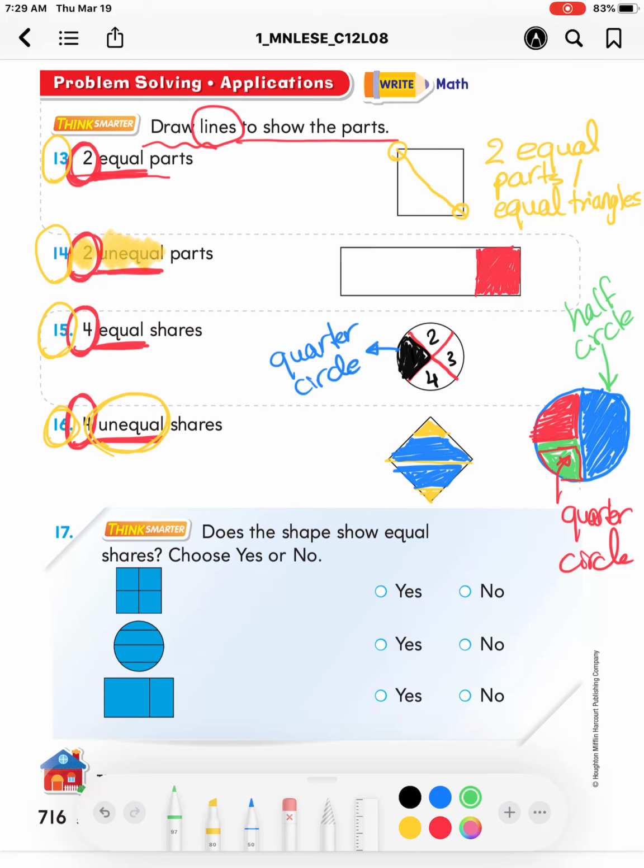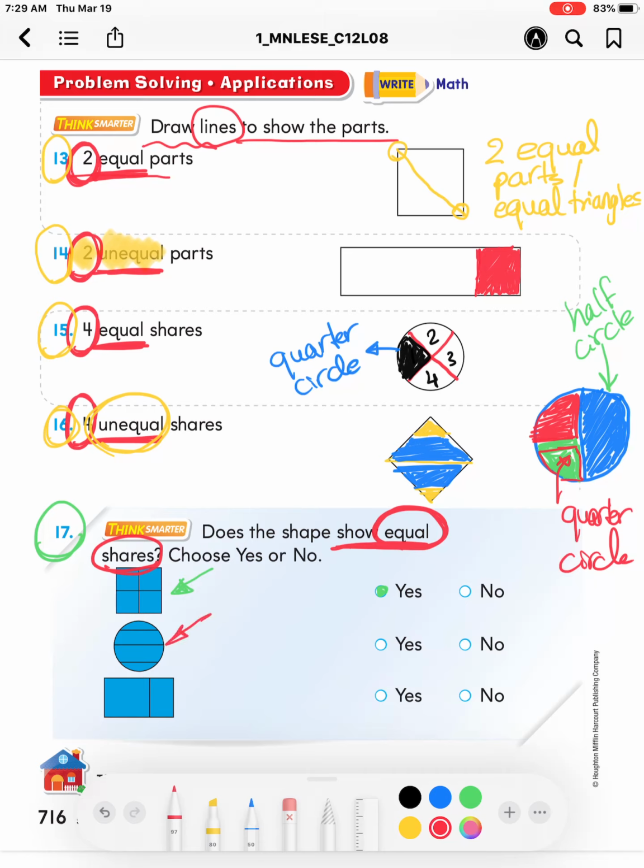Now let's move to question number 17. Think smarter. Does the shape show equal shares? Choose yes or no. Now the first one here, excellent, good job. It's yes, it shows equal parts. Now we are asked to say yes or no, whether they are equal. We are going to say yes. Unequal shares, we are going to say no.